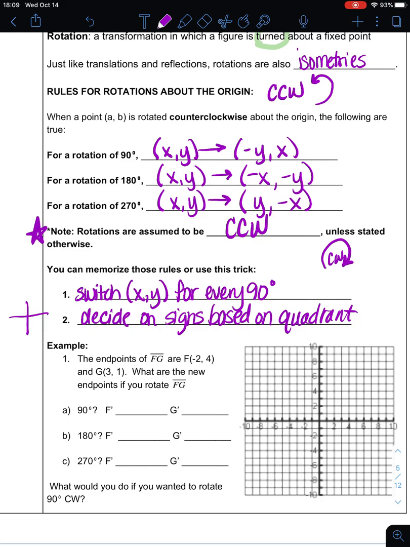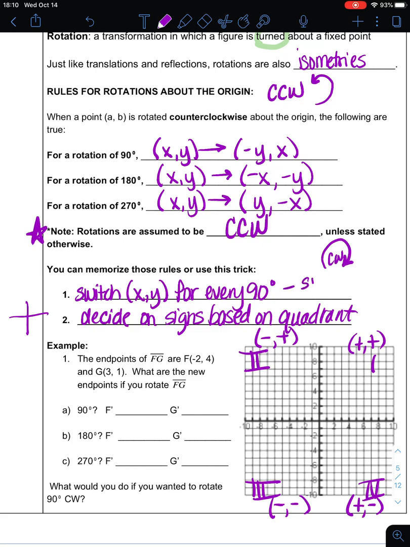Okay, so let me show you what I mean by that. So I have endpoints of FG. So remember this is quadrant 1, quadrant 2, quadrant 3, and quadrant 4. Let's do a quick review. Quadrant 1 is all positive, positive. Quadrant 2 has its signs negative, positive. Quadrant 3 are negative, negative, and quadrant 4 are positive, negative. Okay, and that's going to come into play because that's how we're going to decide what signs our final points get.